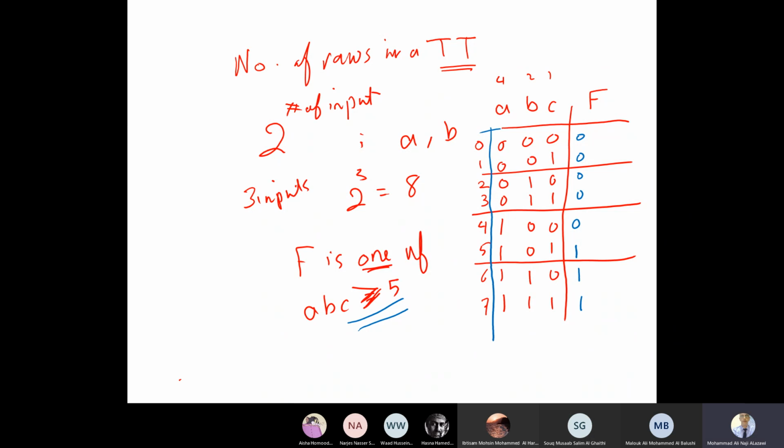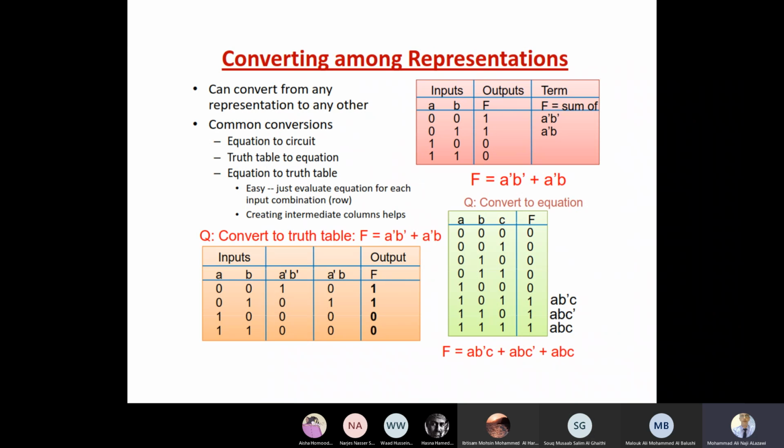So this is how to convert the statement into a truth table. This is called the truth table of the circuit. Of course, this is usually the first step of any design. Okay? All right. Converting among representations: we can convert from any representation to any other.